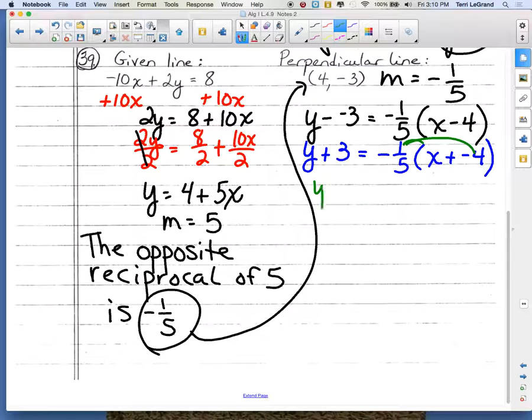So we have y plus 3 equals -1/5 x plus, what's a negative first of all times a negative? Positive. Anybody know what 1/5 times 4 is? Or in other words, if you have 1/5 4 times? 4/5, yeah. And now what do we have to do? Subtract 3 from both sides. And the -1/5 x isn't affected by that.